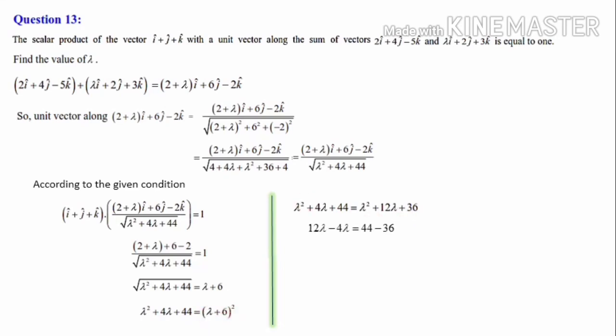Here lambda square cancelled. There is a 12 lambda on the right side, the bigger quantity is on the right side, so we can bring all terms to the right. So this plus 4 lambda goes to the right side, it becomes minus 4 lambda. Then 44, that is the bigger quantity in constants, is on the left side, and this plus 36 we bring to the left, that is minus 36. 12 minus 4 lambda is 8 lambda, 44 minus 36 is 8, so lambda is equal to 8 by 8, that is 1. So the value of lambda is 1.